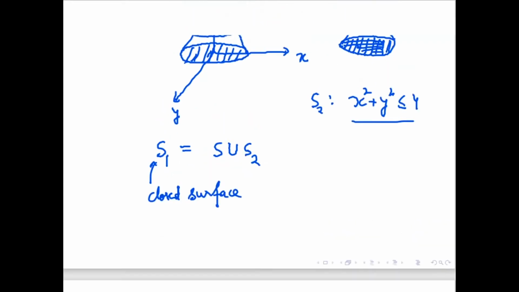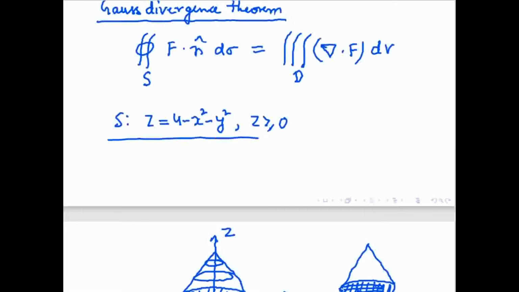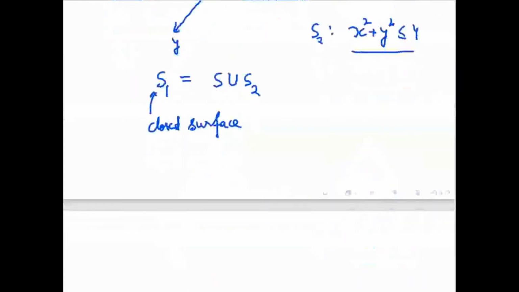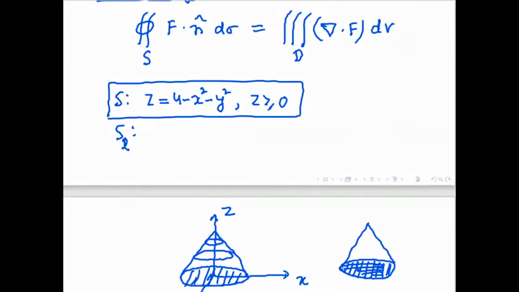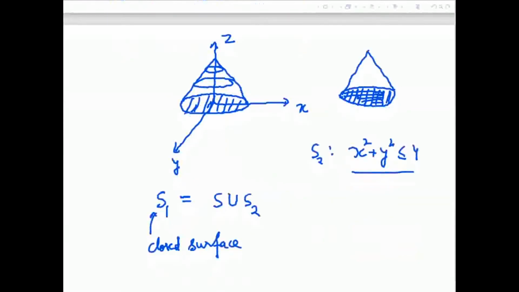Over this surface S1, because S1 is the combination of S and S2. In this question, S is the surface of the cone. What I did, I added one surface S2, that is the circle x square plus y square is less or equal to 4. This is not the circle, it is a disk, the surface of this circle. So S union S2, I am calling S1. S1 is definitely a closed surface. Now I am going to apply Gauss divergence theorem over this surface S1.